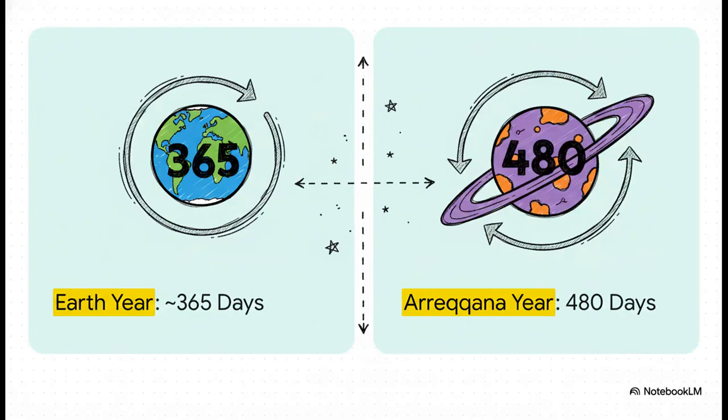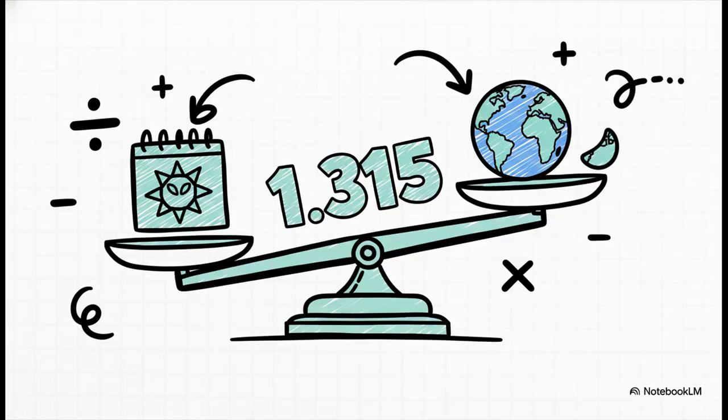Now, when you put them side by side like this, it really hits you. You have our familiar 365-day cycle right next to their massive 480-day one. That means an Arreqqana year is well over 100 days longer than ours. That's a huge difference. And honestly, it's the key to this whole thing. So if you do the math, just divide 480 by 365, you get this magic number. This is our conversion factor. For every single year that passes for them, about 1.3 years pass for us. This little number is going to be absolutely essential, so let's hang on to it.